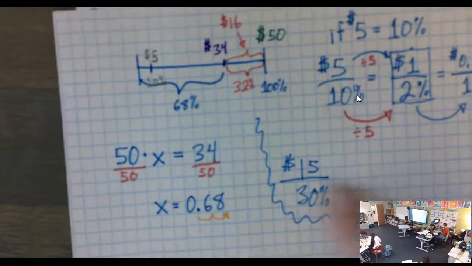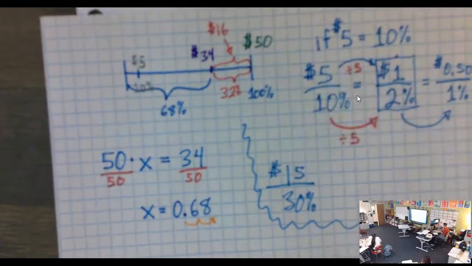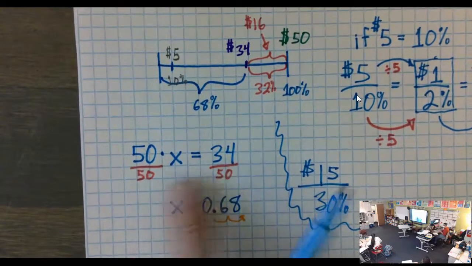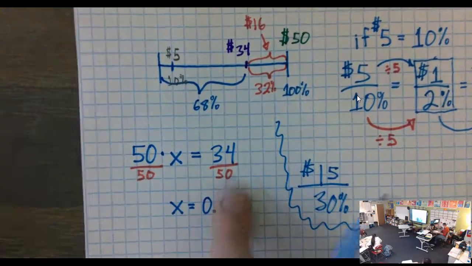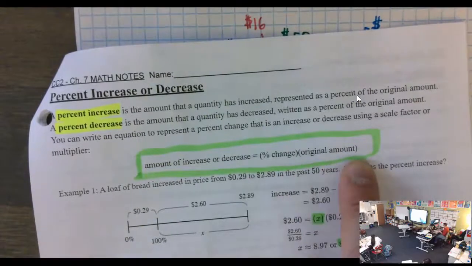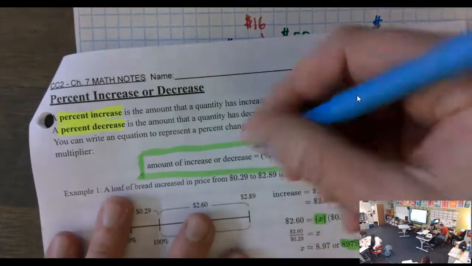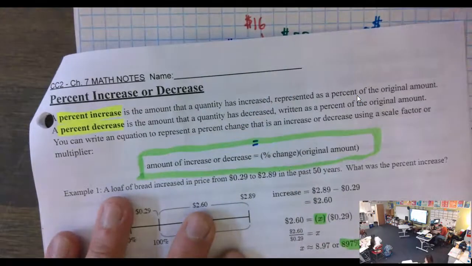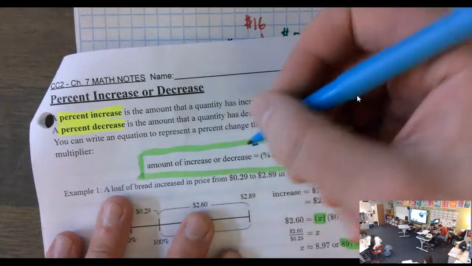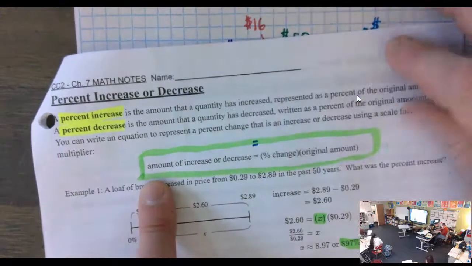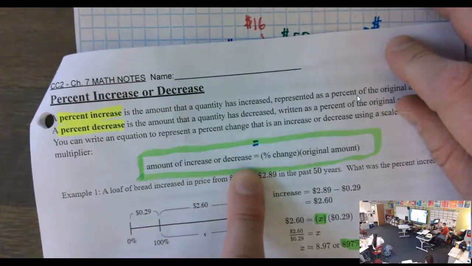So you guys, we've done a ton with proportions this year. But we've also been practicing algebra and solving equations. This is what's in your math notes. The percent change times the original amount. So what we just did, if you want to copy it in your math notes, except here, they say amount of increase or decrease.